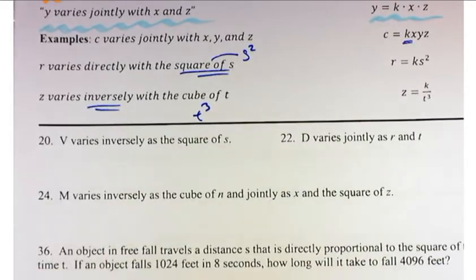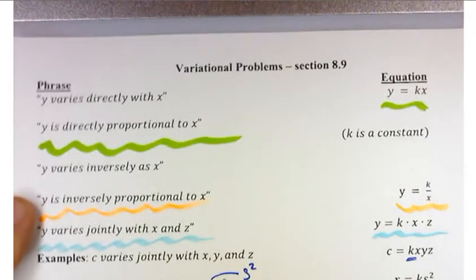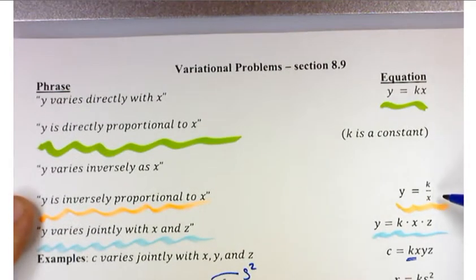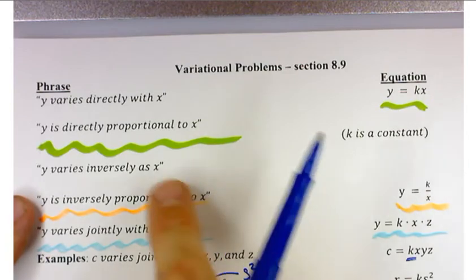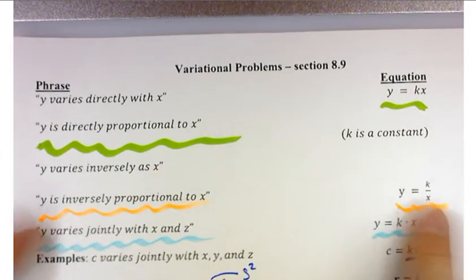So here's problem number 20 for you. V varies inversely as the square of s. Let's see if we can write that as one of these models. So that's going to be this one right here. Varies inversely, or is inversely proportional to. That's going to put that term in the denominator.